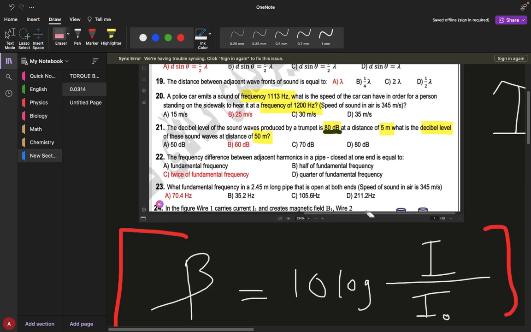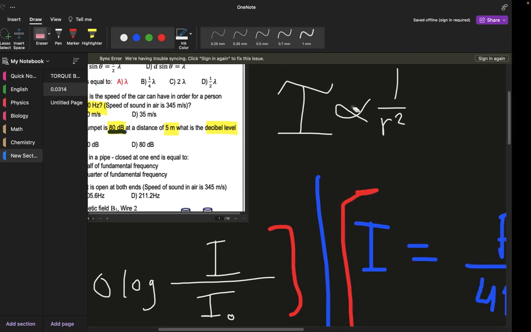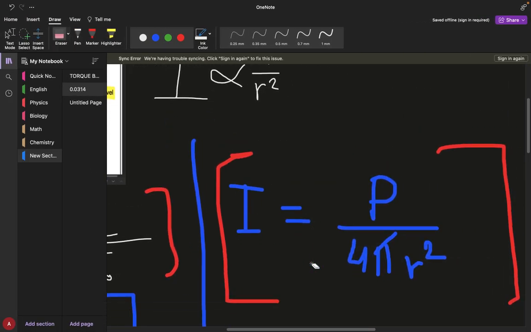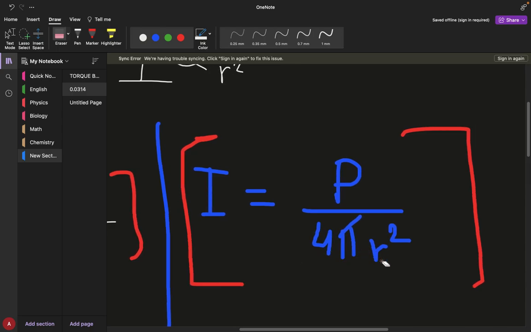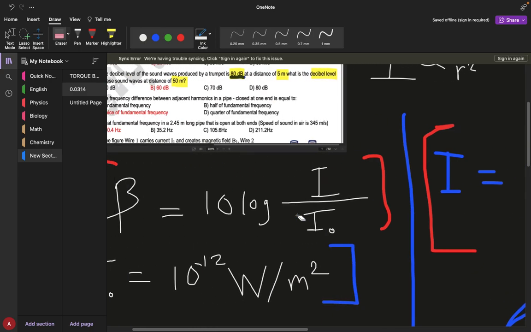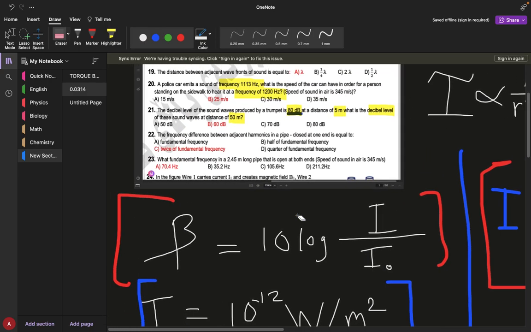All right, guys, we know that intensity, we've studied it, I feel like it's in the beginning of section 4.2. We talked about this rule: intensity equals power over 4 pi r squared. Well, this is the surface area of the spherical waves. All right, and sound waves are spherical.